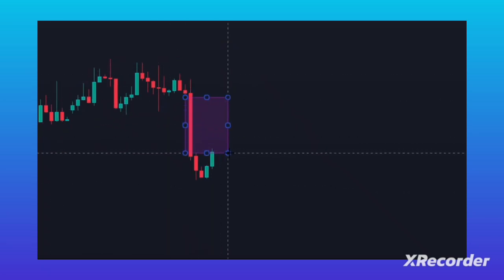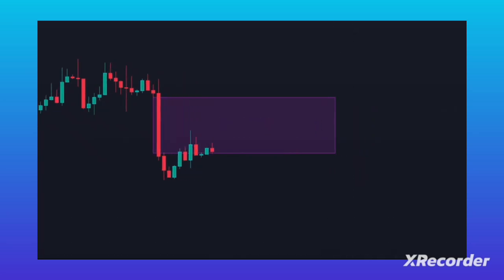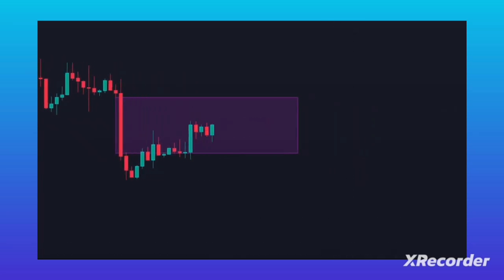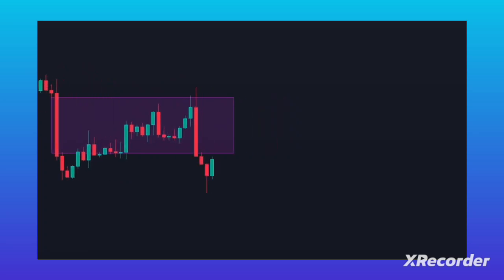And now we mark the following macro fair value gap, in which we know price will turn down from, and we look for a micro fair value gap inside the macro fair value gap. An extra confluence is this break of structure. Now we can delete the macro zones and focus on the micro zones for the entry position.